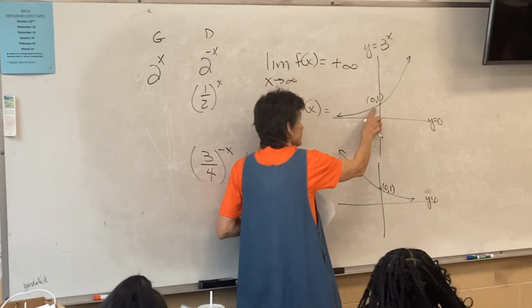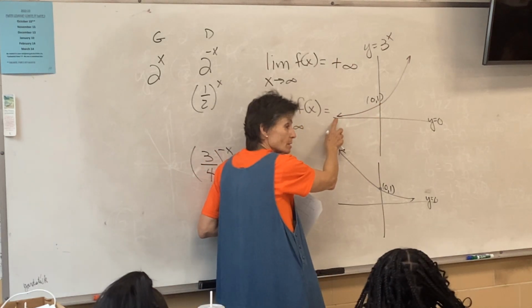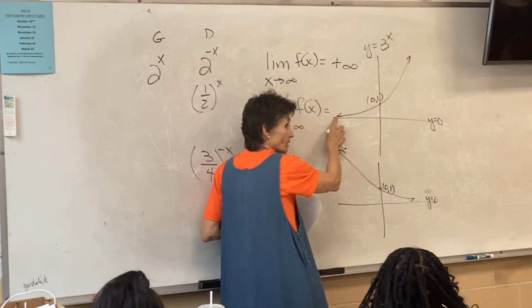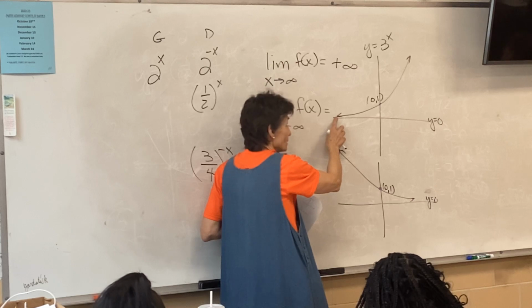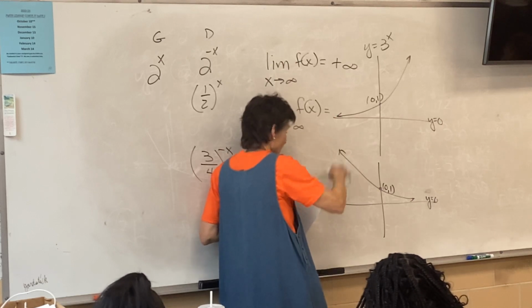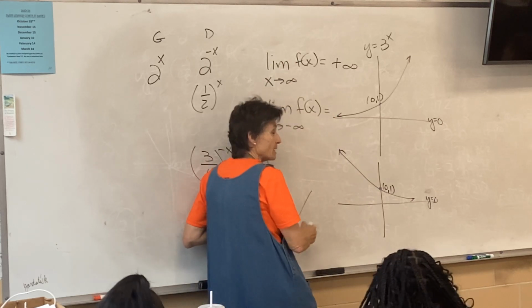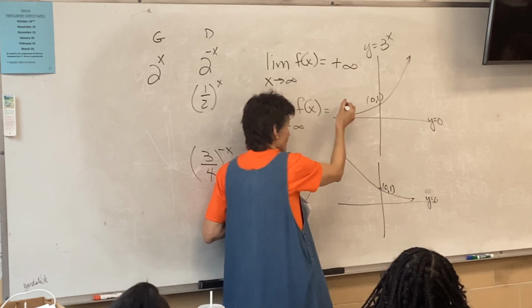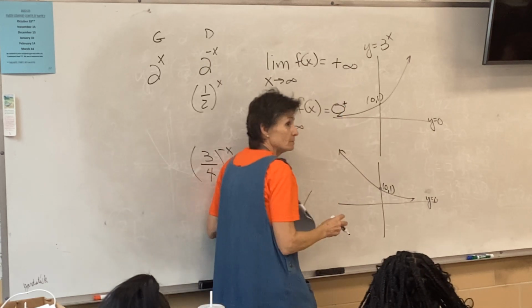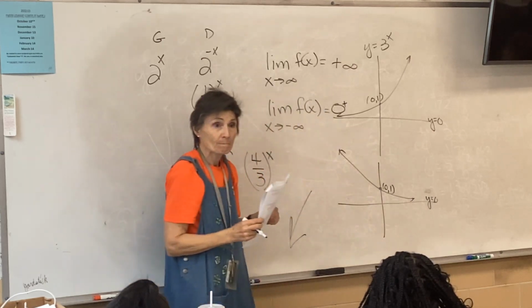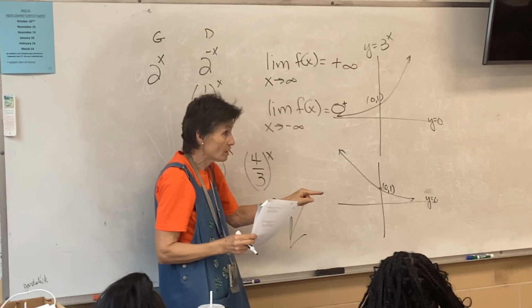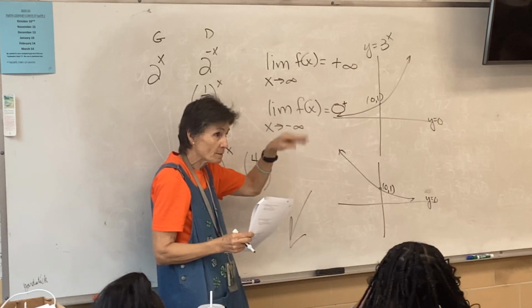As we go to the left, though, what is happening to our curve? It is going down, but it's not going down like this. It's getting closer and closer to 0 from the top. It's coming down, getting closer to 0, approaching from the top side.